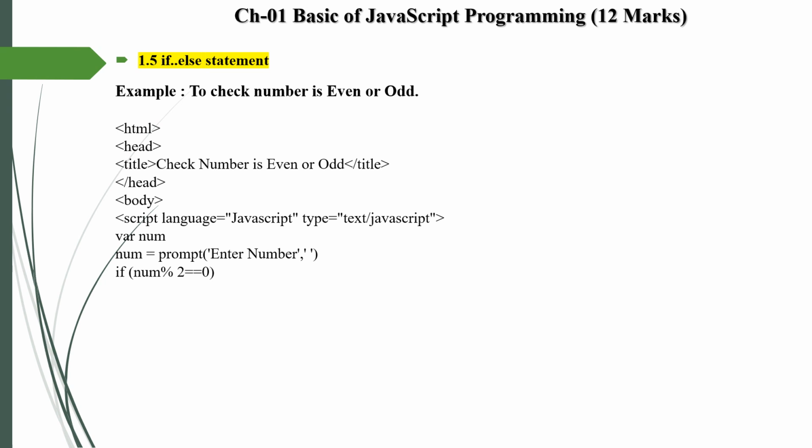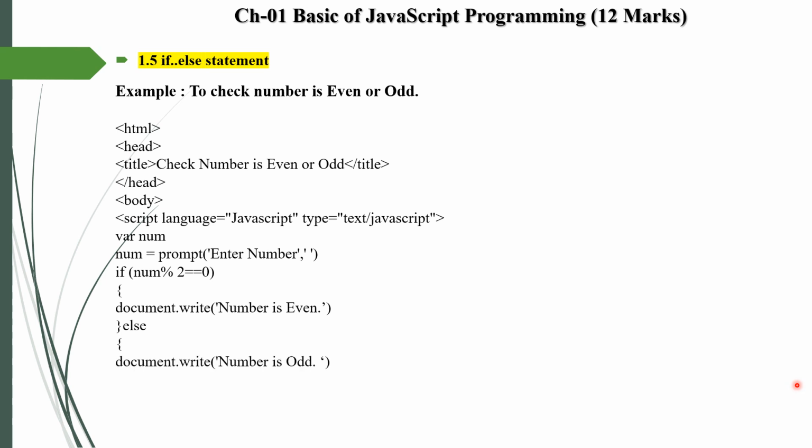Then we check the condition in the if statement. If num modulus 2 is equal to 0. If this condition is true, then we use document.write number is even. So in the previous example we used the alert box. Here we print the message on the browser. For that we use the document.write function, and inside we pass one string, number is even.